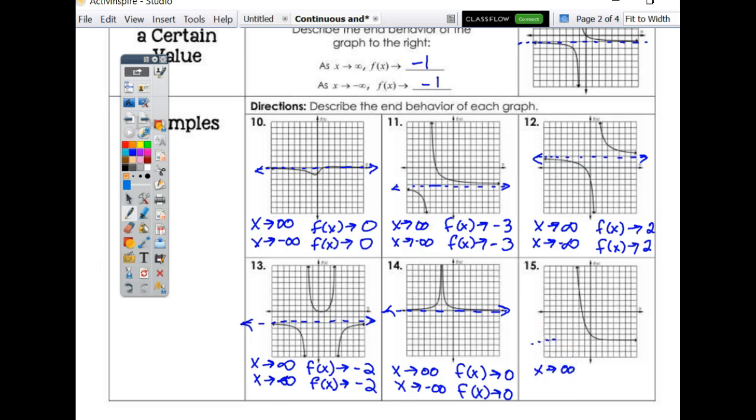So draw in the asymptote on the last one, which is here. As x goes to infinity, what does y go to? Negative 5. And as x goes to negative infinity, what happens to the y value? It goes to infinity. So they don't always match.